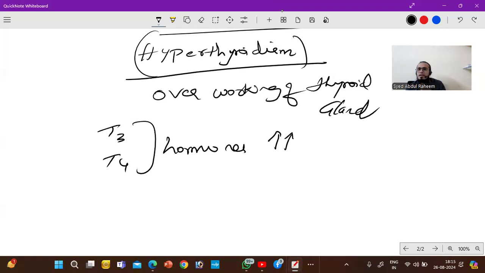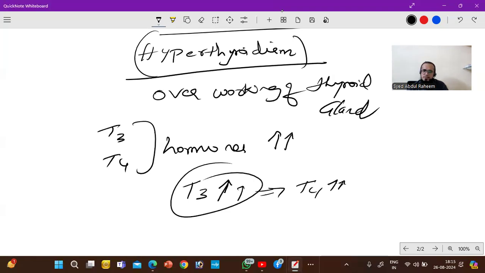So basically, when hyperthyroidism initially occurs, the T3 hormone primarily increases. Gradually T4 involvement is also there. Initially T3 levels are increased, but later, gradually, T4 hormone also increases over time.